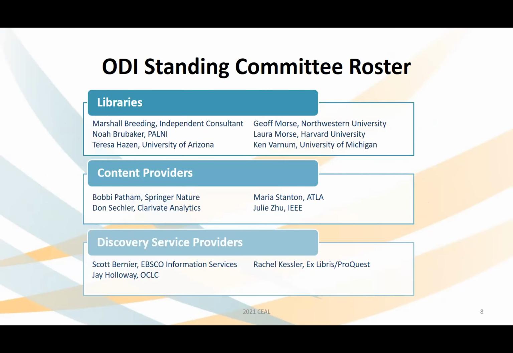So this is a 2021 roster of the ODI Standing Committee. We have representatives from the library world, from content providers, publishers, and the 3 big heavy hitters in the discovery provider space. So all 3 parties are equally valued in the ODI process. We all need input, we all need to be heard. And each of these 3 legs of the stool is important to keep the whole thing moving forward.